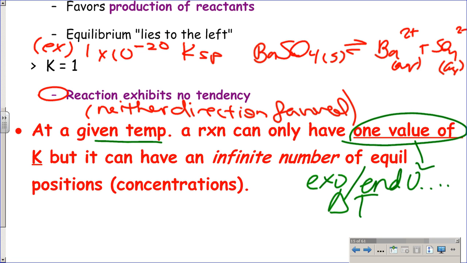I don't care if you add a ton of reactants, add a ton of products, change the size of the vessel, beat it to death, I don't care. You're not going to change the value of K. The only thing that changes the value of K is temperature.